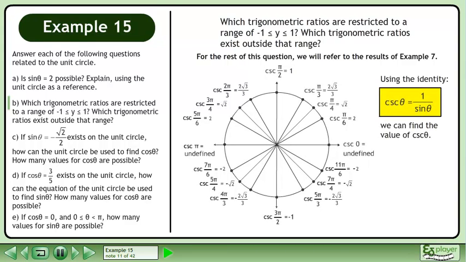Now bring up the result from example 7b. Using the identity cosecant theta equals 1 over sine theta, we can find the value of cosecant theta. Cosecant theta is always smaller than -1 or greater than 1.